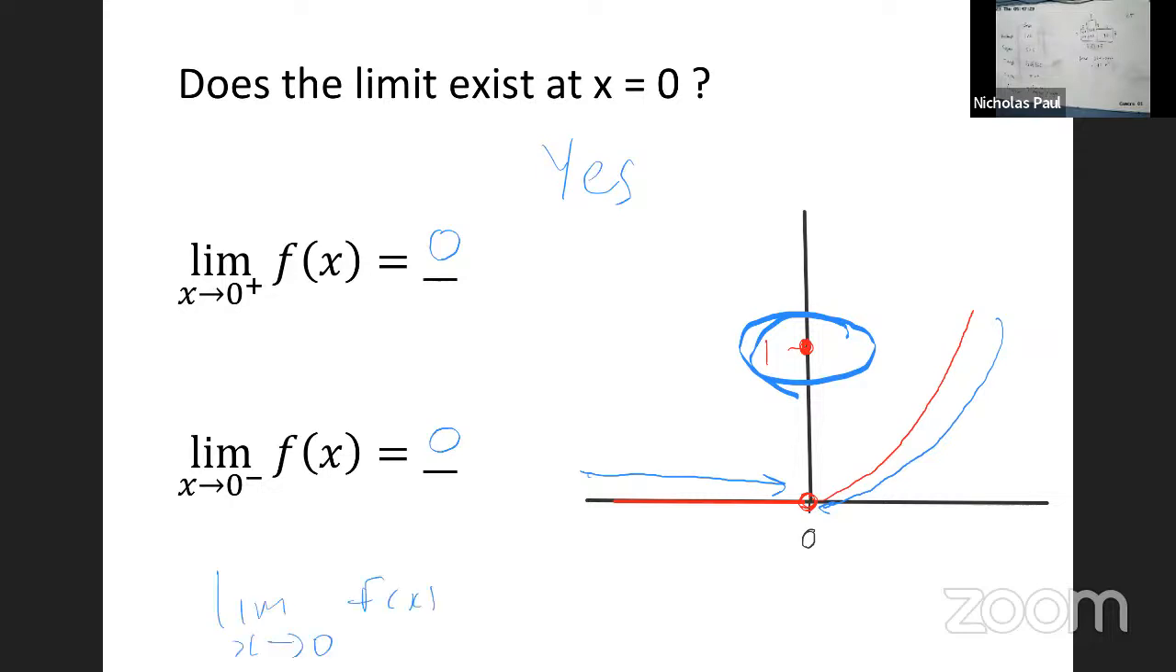So let's stay right here. Let's stay on this function. And I want to show you something here. There is something called continuity, right?